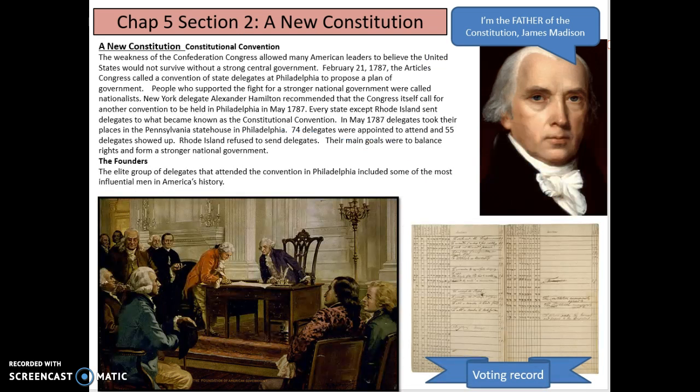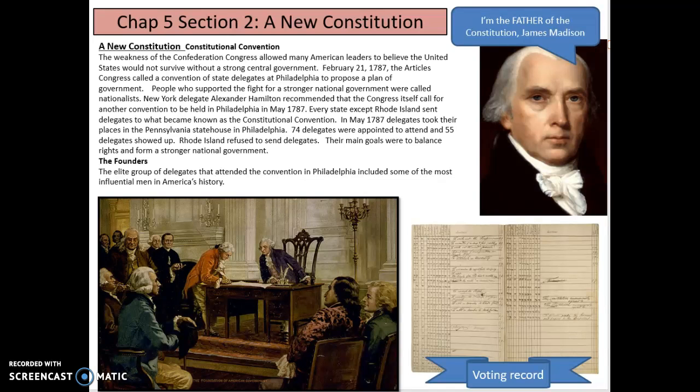As we begin Section 2, you guys can see that we started to have a new Constitution. So the Constitutional Convention began. It began a little slow, but as you guys could see, there were some genius people that were there. This is February 21st of 1787. The Articles Congress called a convention of state delegates at Philadelphia to propose a plan of government.